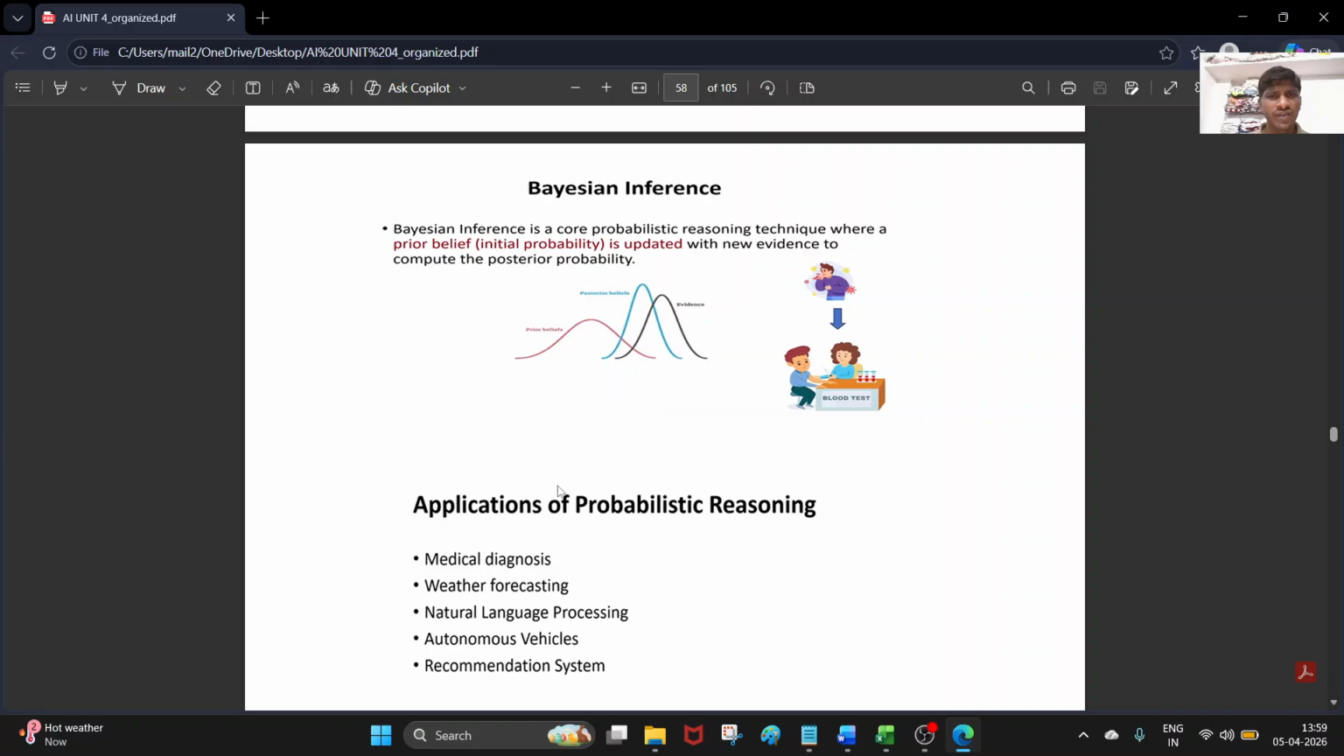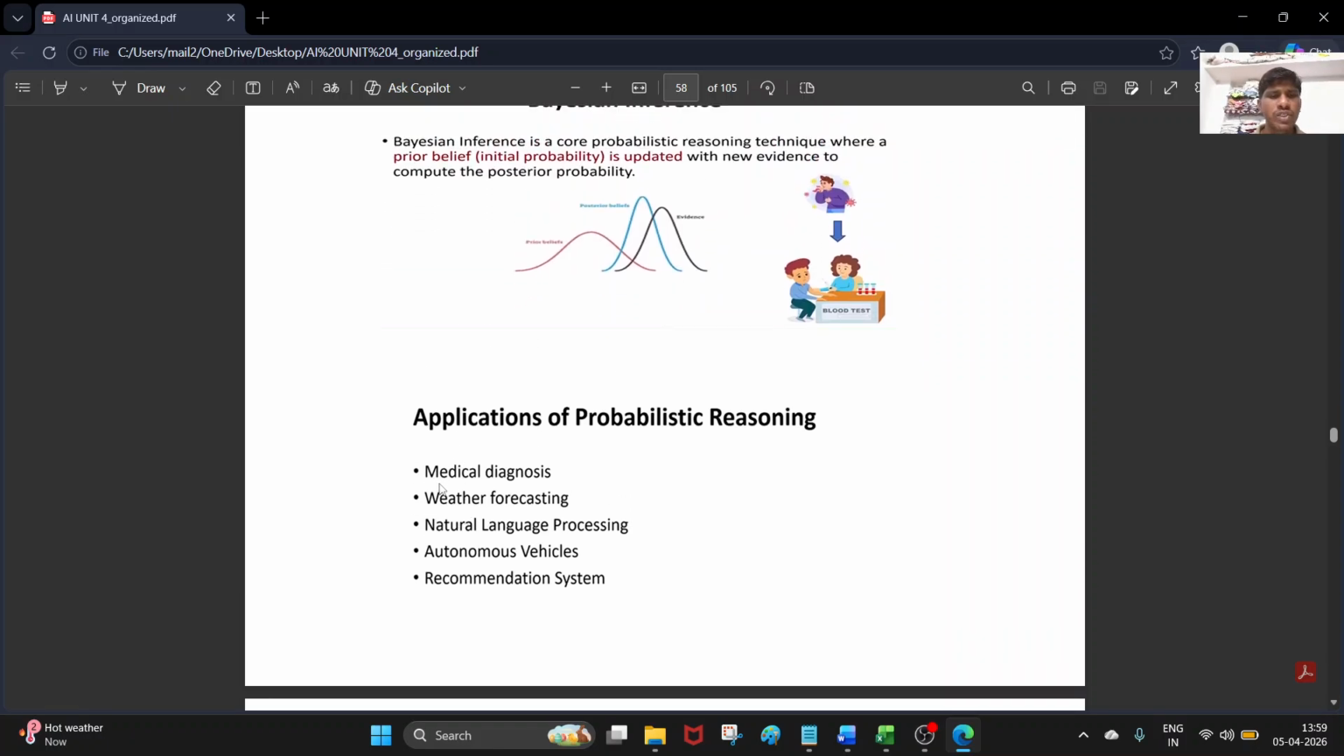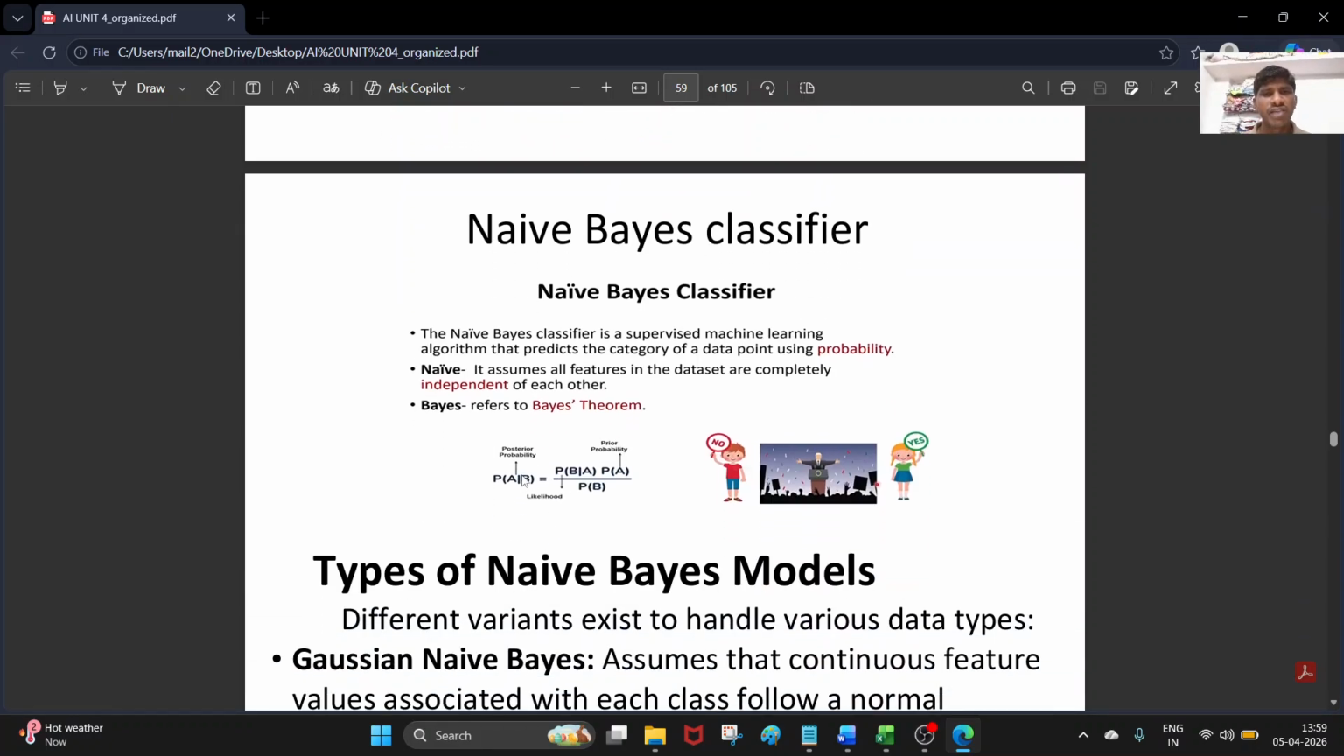Next is Bayesian inference. Bayesian inference is the core probability reasoning technique where the prior probability, that is the prior belief or initial probability, is updated with new evidence to compute the posterior probability. For example, applications of probability reasoning can be used in medical diagnosis, weather forecasting, natural language processing, autonomous vehicles, and recommendation systems. Next is the Naive Bayes classifier.